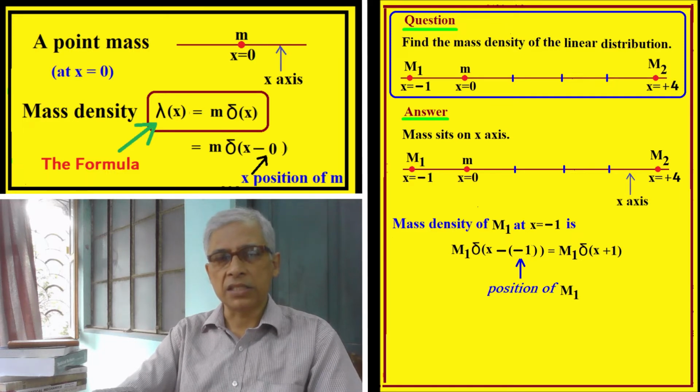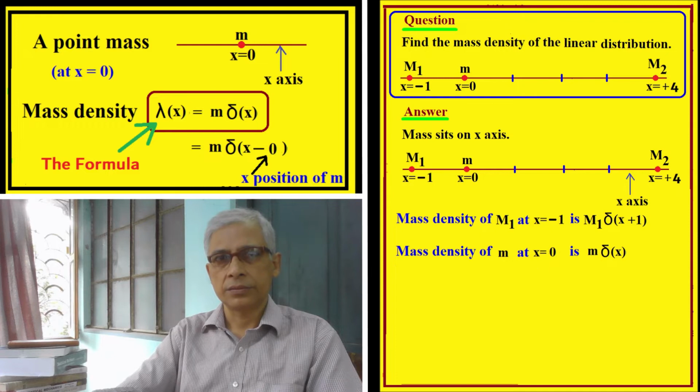The mass density of capital M1 sitting at x equal to minus 1 is, according to the prescription, capital M1 into Dirac delta of x minus of minus 1, since minus 1 is its x coordinate, and so we get M1 into Dirac delta of x plus 1.